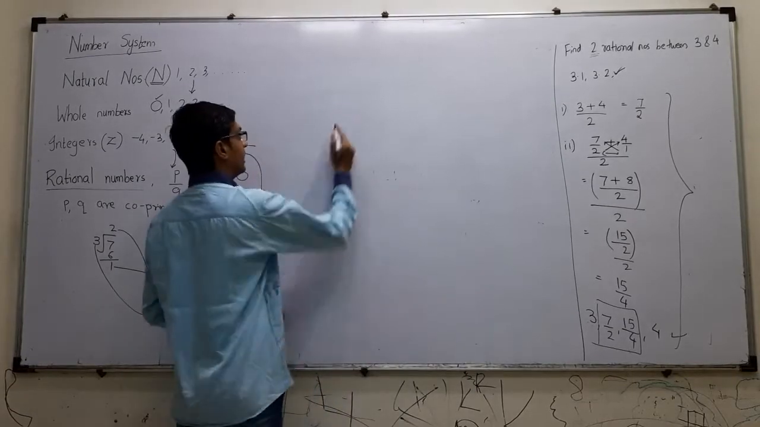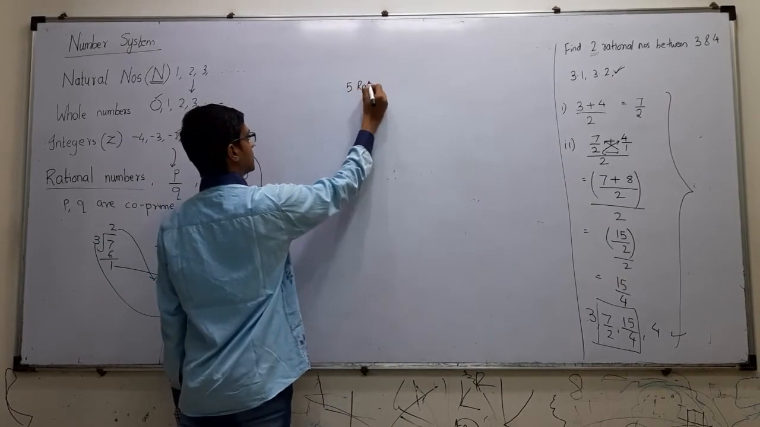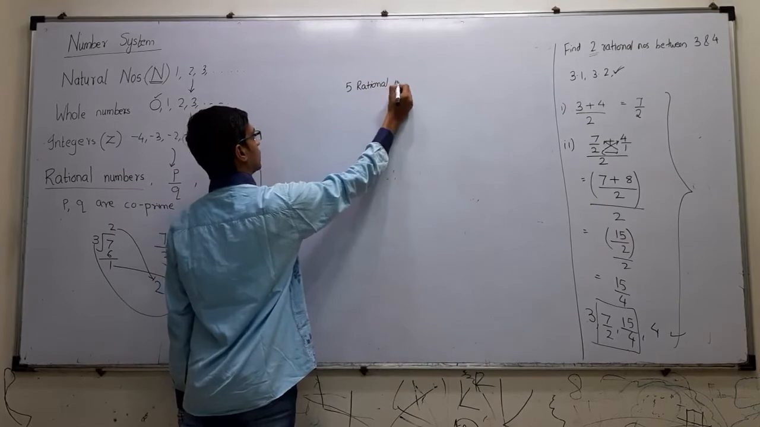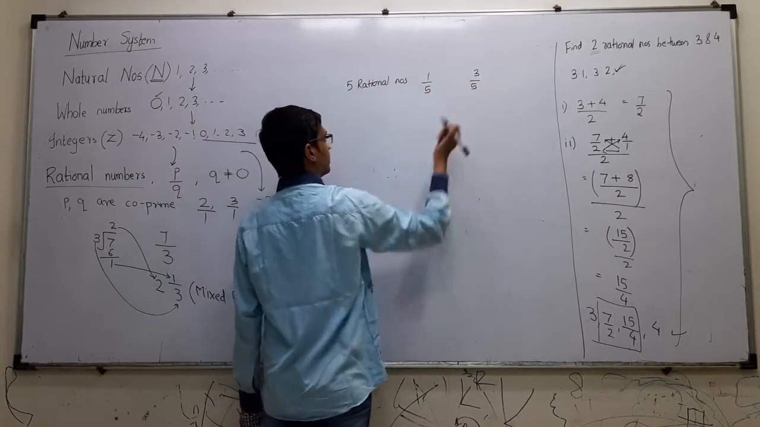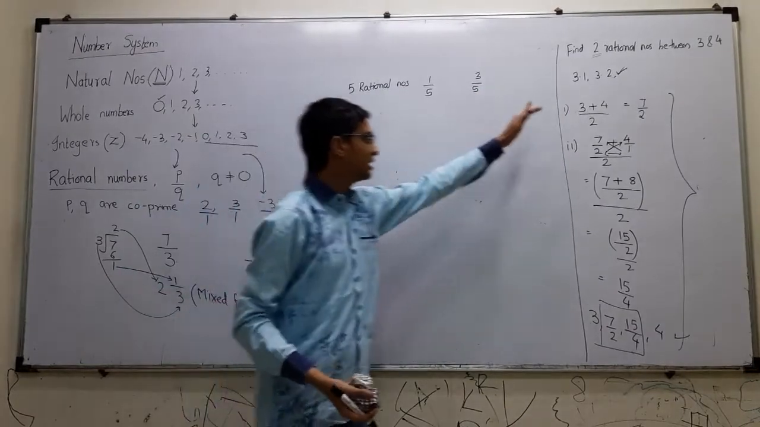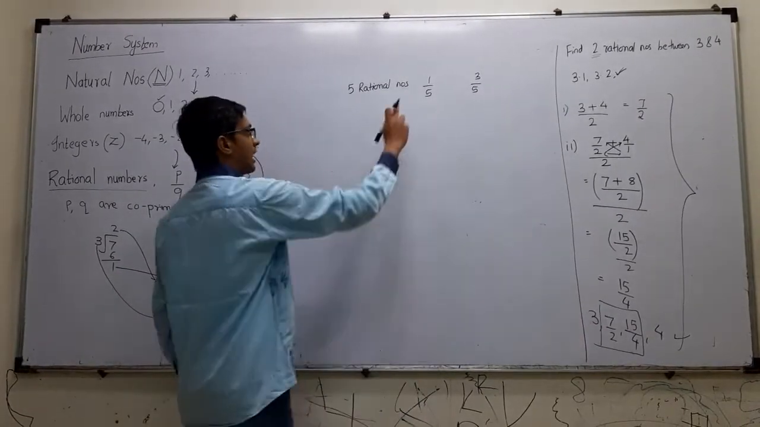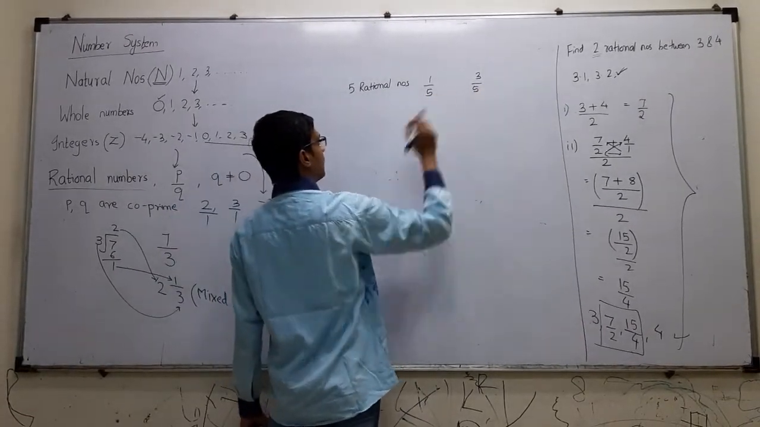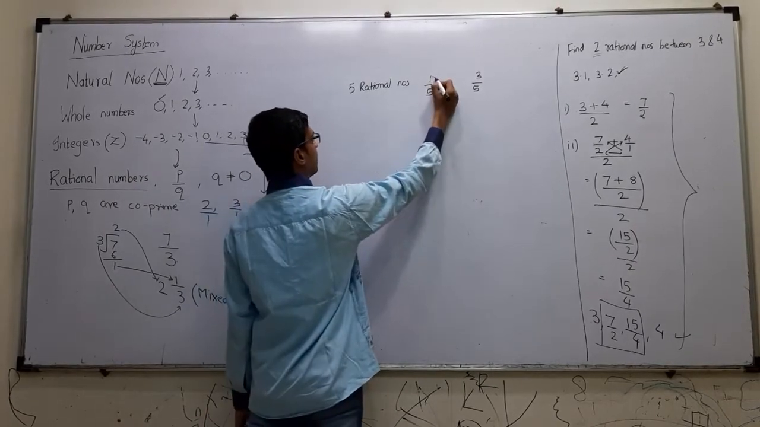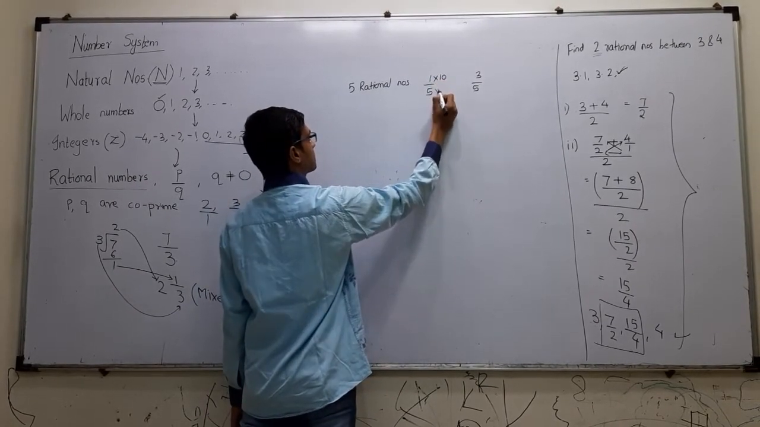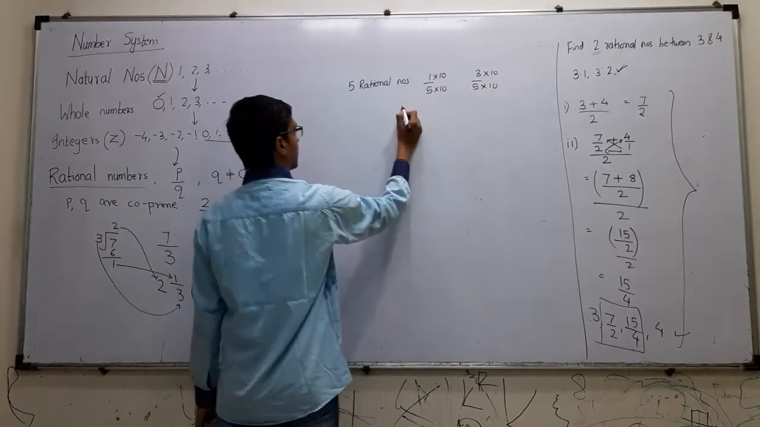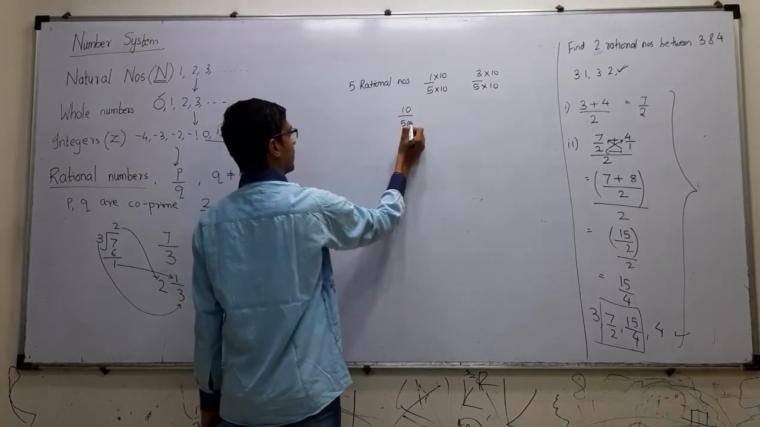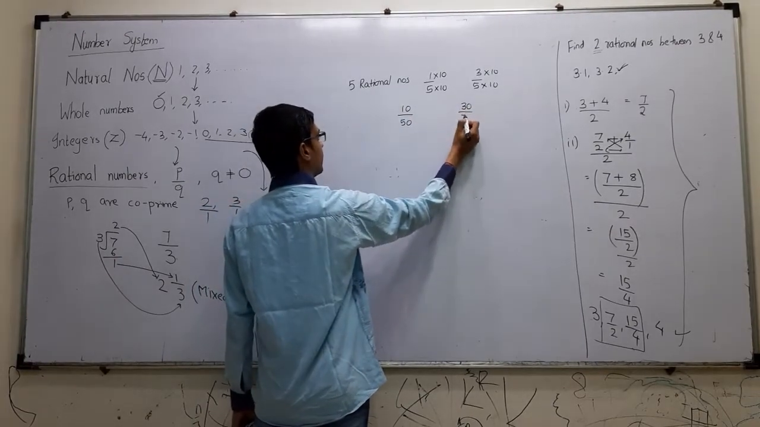I want to find 5 rational numbers between 1 by 5 and 3 by 5. So again I can think of this method. What I can do? I can multiply both of them by the same number. So I will multiply by 10 to both of them. It becomes 10 by 50. It becomes 30 by 50.